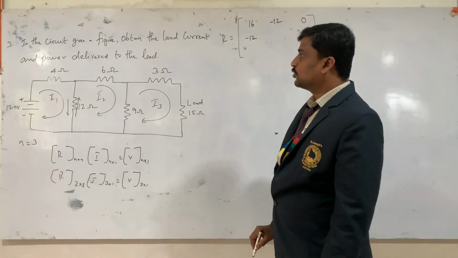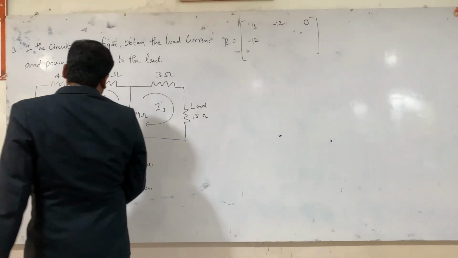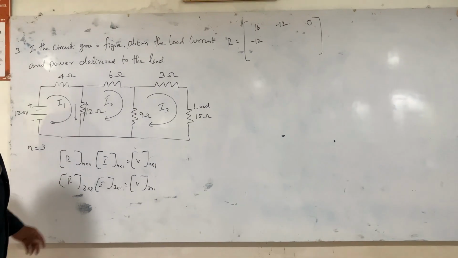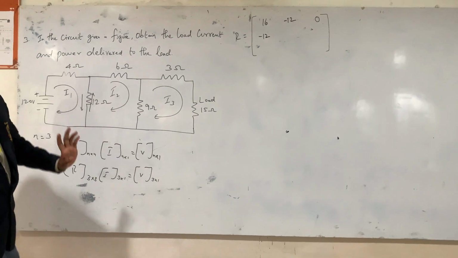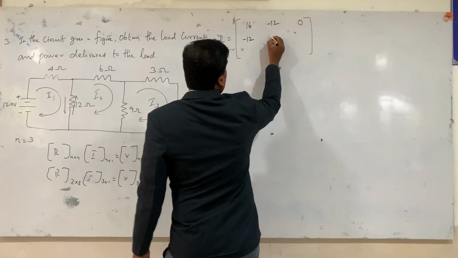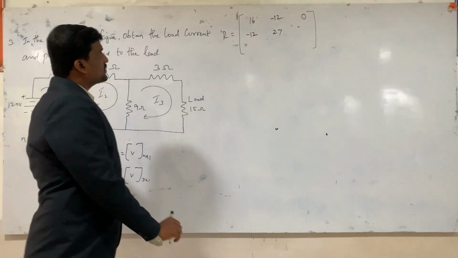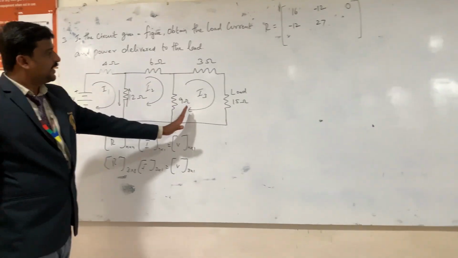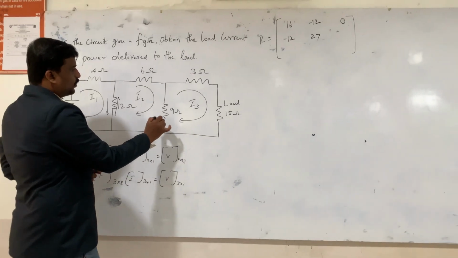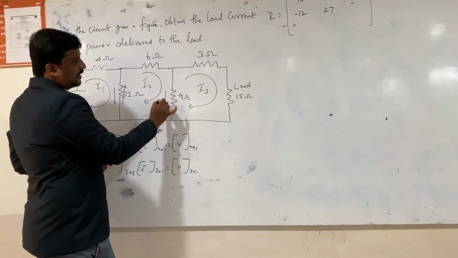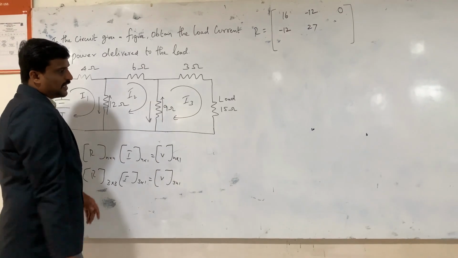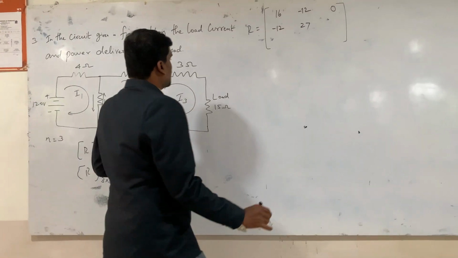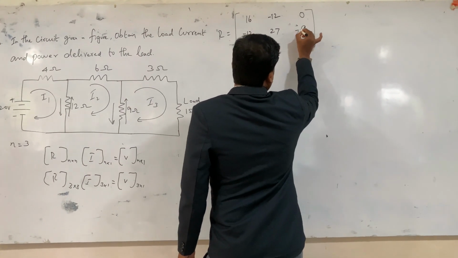And next R22. The sum of all the resistors available in loop 2. So 12 ohm, 6 and 9. 18 plus 9. So 27. The next R23. So here we have 9 ohm. The direction of current is in downward direction for I2, and for I3 is in upward direction. So here the common resistor is 9. So minus 9.